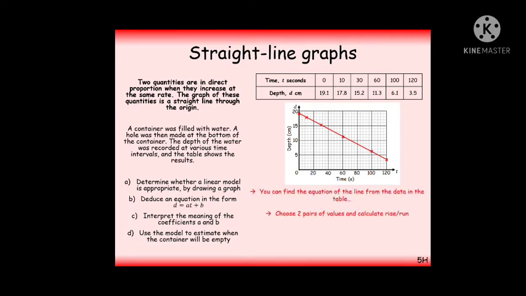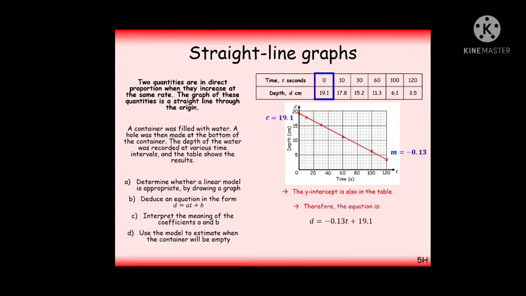Find an equation of the line: take two pairs of values and find the gradient, as we've done there. The y-intercept is also given to you in the table at 19.1. So the equation is d equals minus 0.13t plus 19.1. Nice and easy. Part C, interpret the meaning of the coefficients a and b.